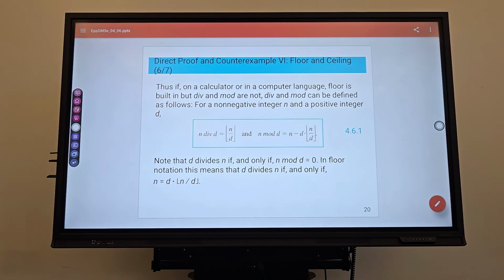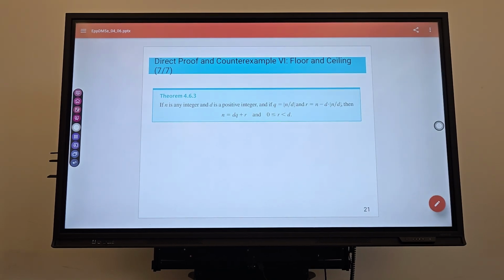Different ways of expressing the same thing. Theorem 463. If n is any integer and d is a positive integer, if q equals the floor of the quantity n divided by d, and r equals n minus d times the quantity n over d floored, then n equals dq plus r, and r is greater than or equal to 0, and r is less than d.